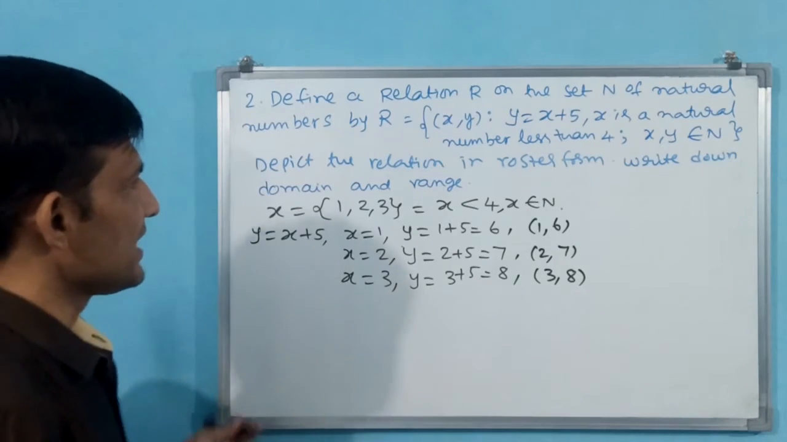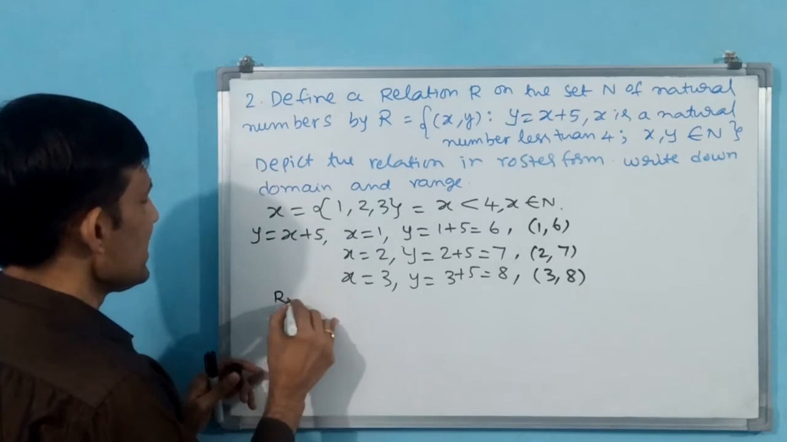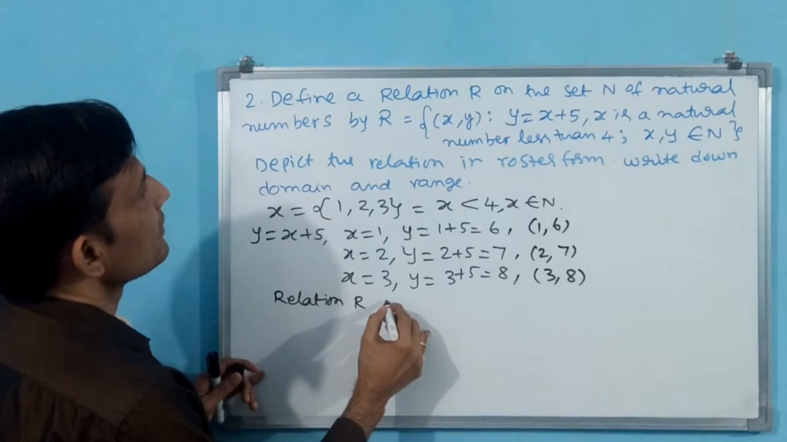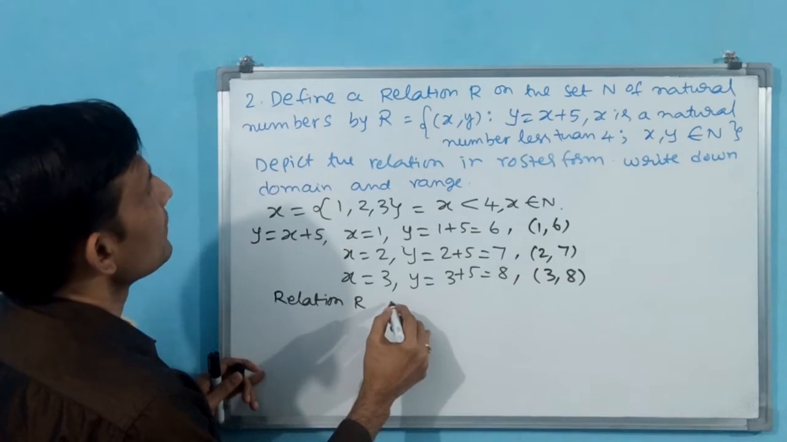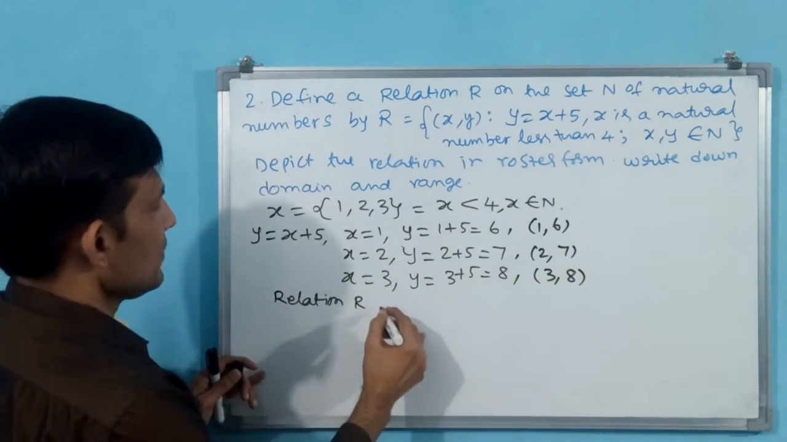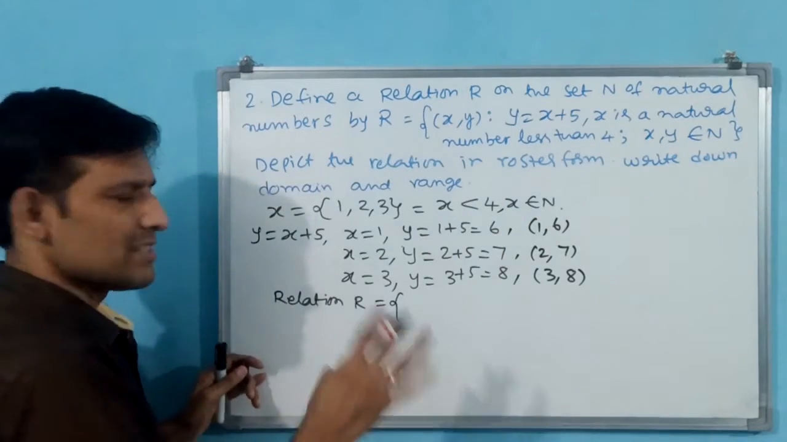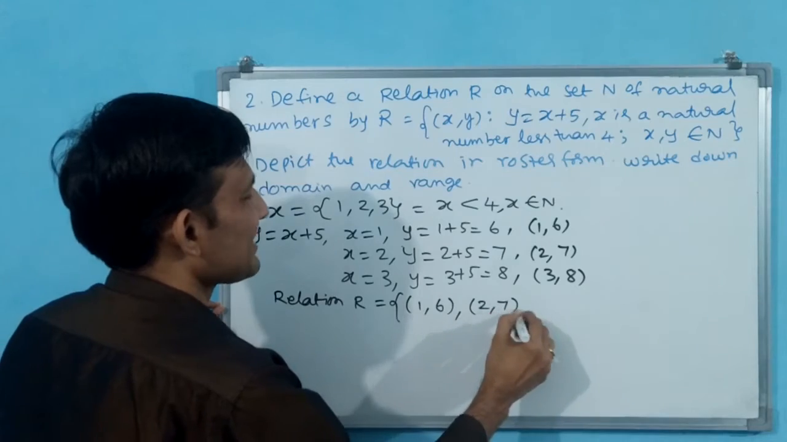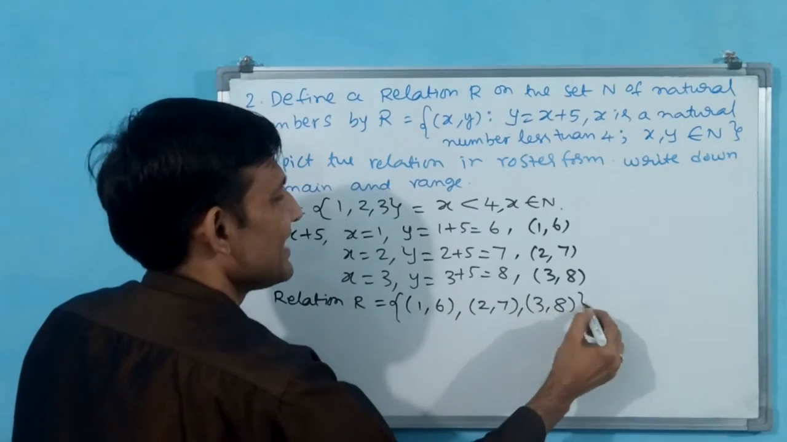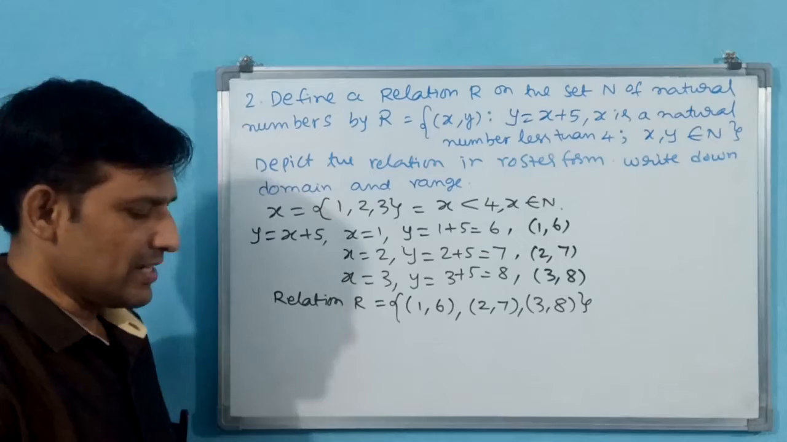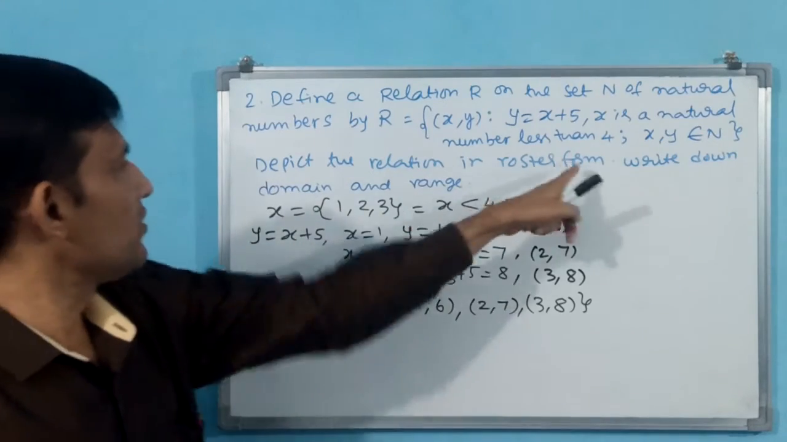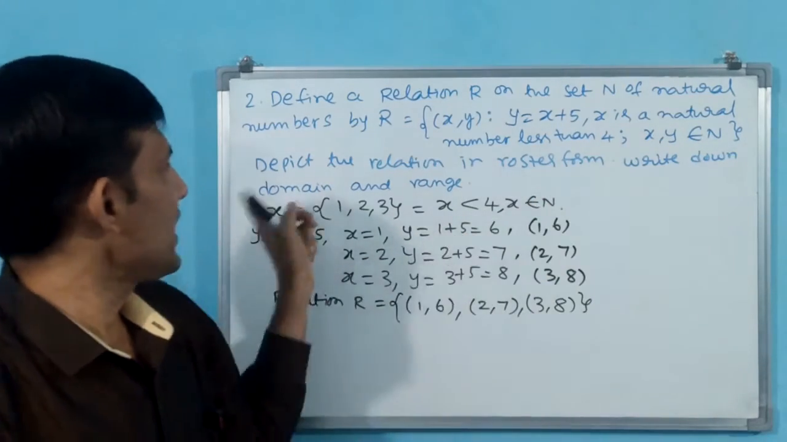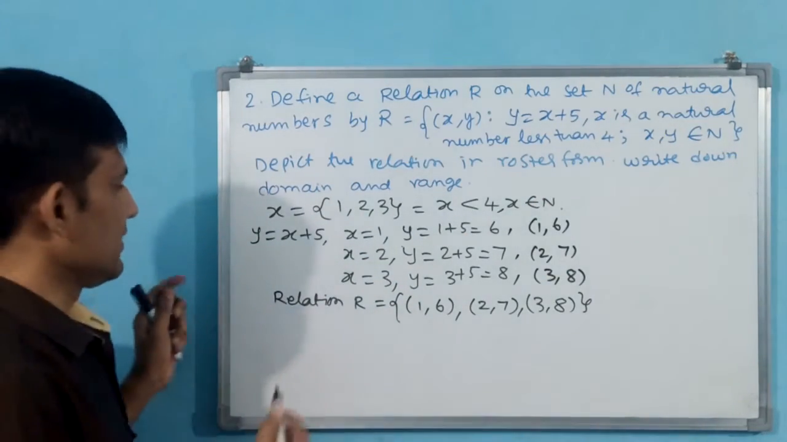Now roster form you can write like this. Relation R is equal to, because here A, B not mentioned, that is why simply you can write relation R is equal to {(1, 6), (2, 7), (3, 8)}, then close. This is the roster form of the relation. Up to here you have depicted the relation in roster form. This is over. Now write domain and range. Those also we will write.